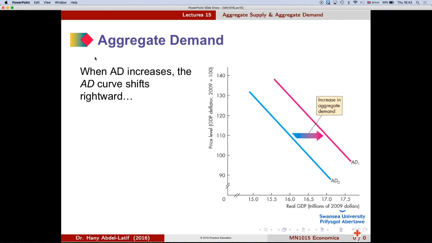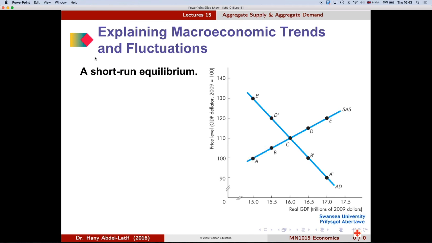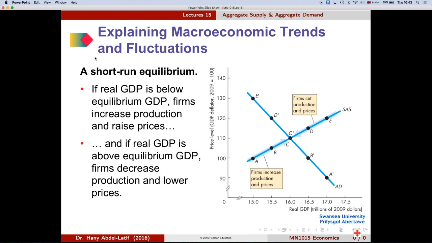So again, the aggregate demand will shift to the right if the aggregate demand increased, and shift to the left if the aggregate demand decreased. Sorry.